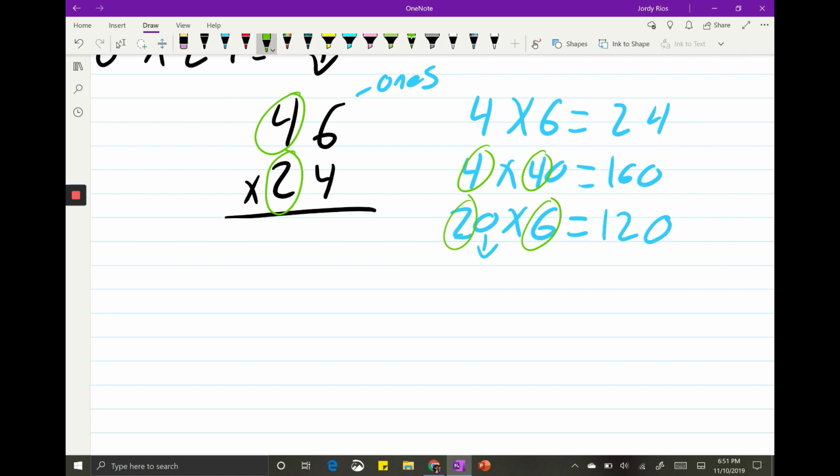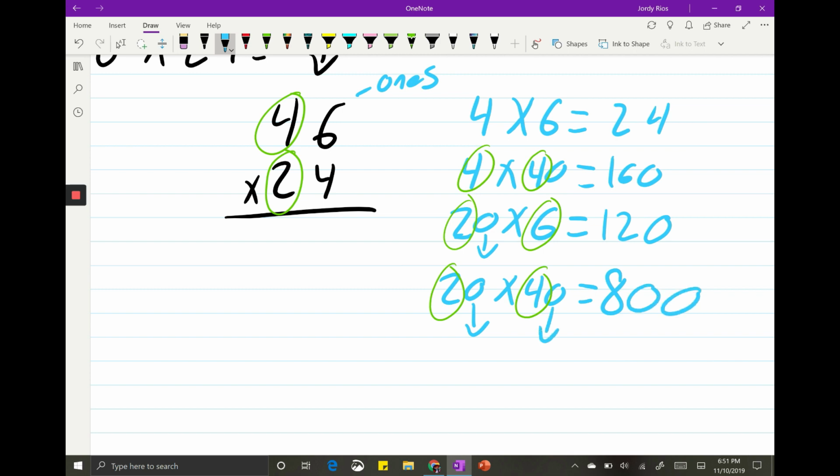Now I'm going to multiply this value of 2 times this value of 4. The value of 2 is 20, times the value of 4, which is 40. Again, big numbers. Thank you, power of 10. All I have to do is multiply 4 times 2, which is 8. How many zeros am I adding? 1 here and 1 here. 2.